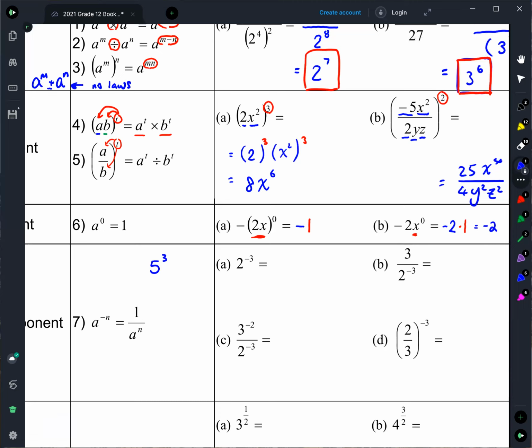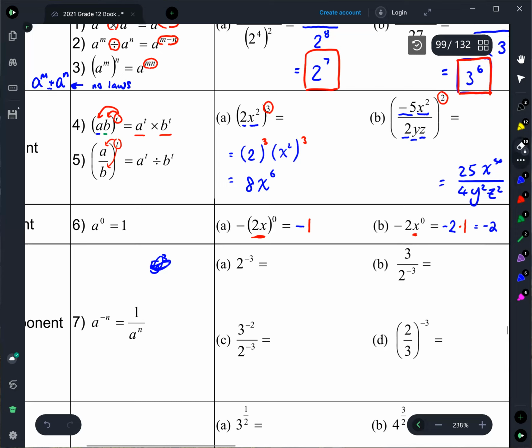Okay? Compare these two questions. One has brackets, so everything in brackets becomes 1. The other one doesn't have brackets, so only the x becomes 1. Okay? So that's the difference between brackets and not.